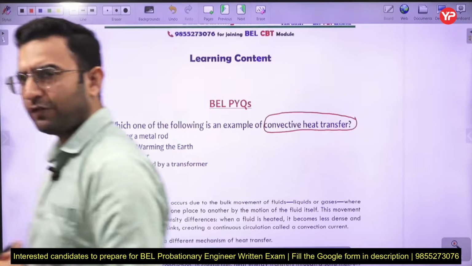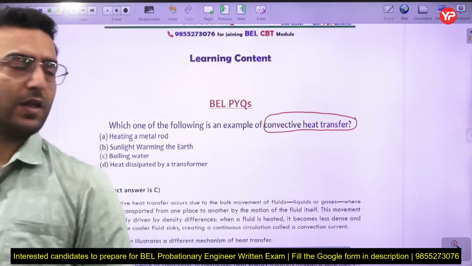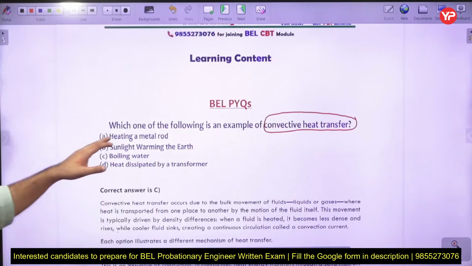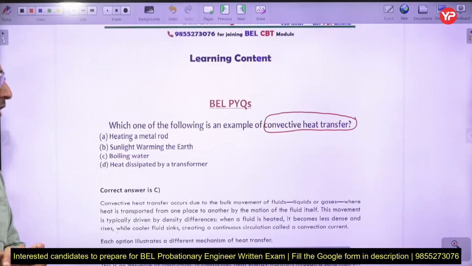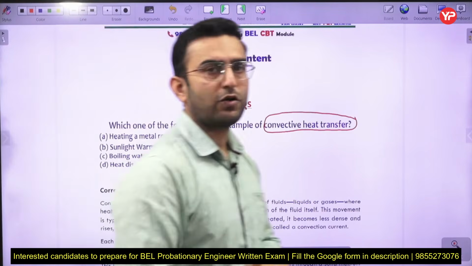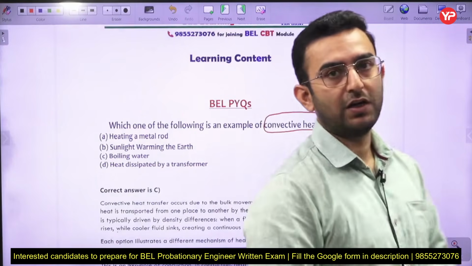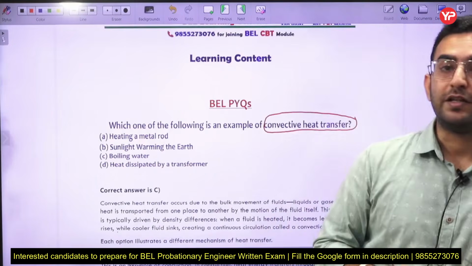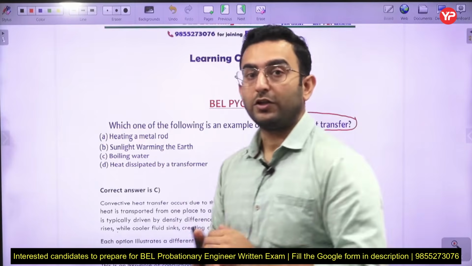So let us start with the first option, which is heating a metal rod. In heat transfer we have 3 modes of heat transfer. The first one is conduction. Conduction is predominant in solid bodies.